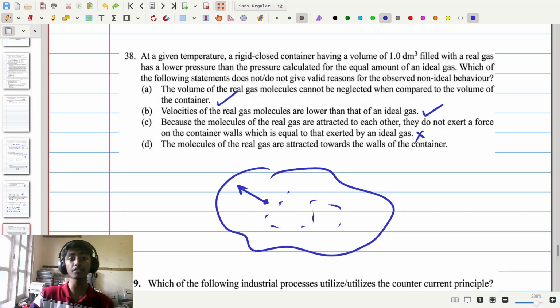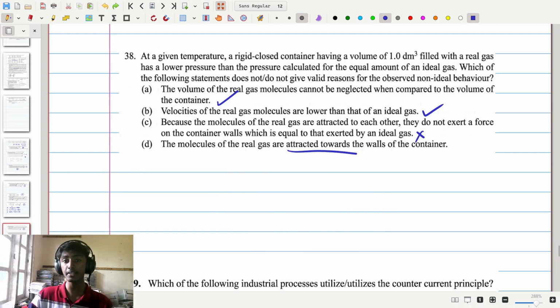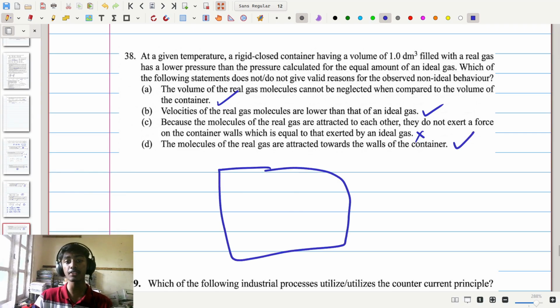Now finally, if you consider statement D, it says the molecules of the real gas are attracted towards the walls of the container. Now this statement is not a valid reason, and is therefore correct, because if you had a container which is attracting the particles, they would actually accelerate when they fall towards the container. Due to that, they would hit the container harder than they would in an ideal gas and therefore would exert more pressure, which means statement D is actually not giving a valid reason, and is therefore incorrect.